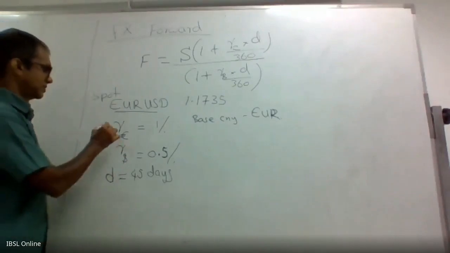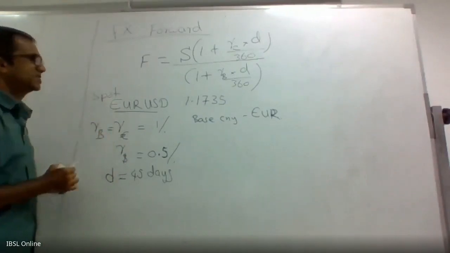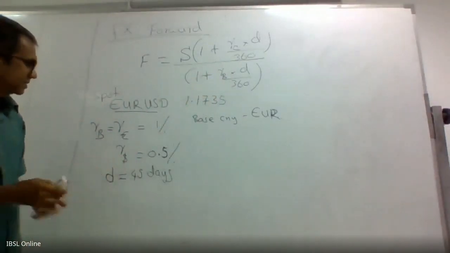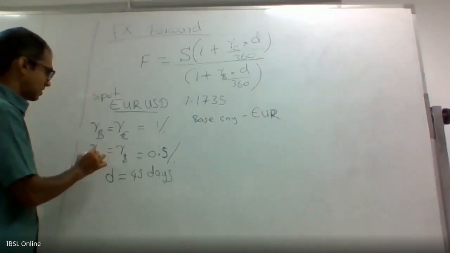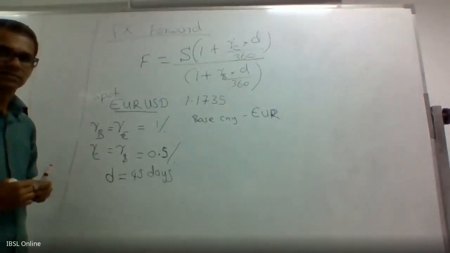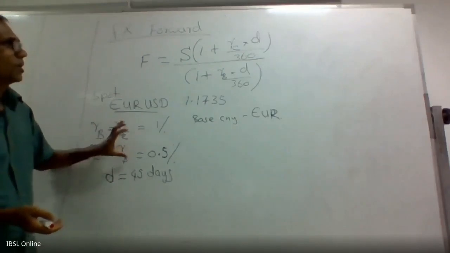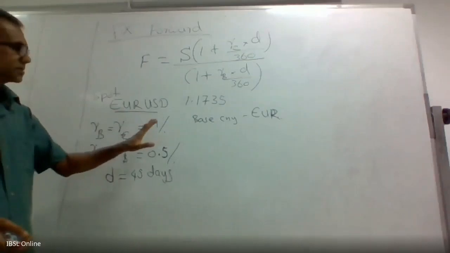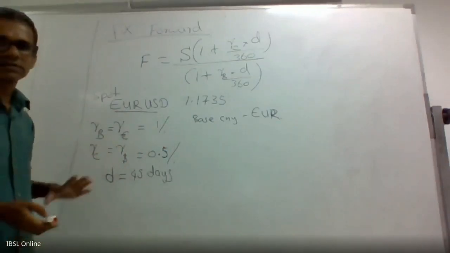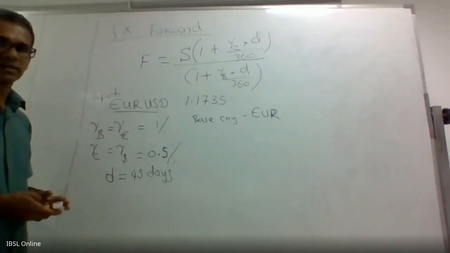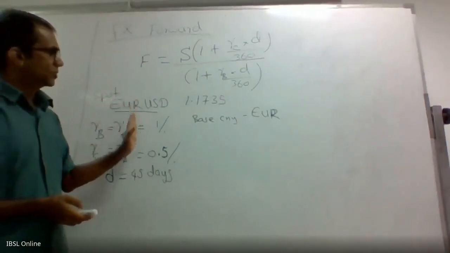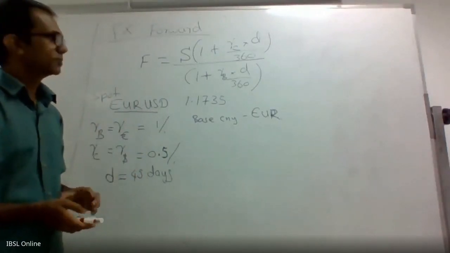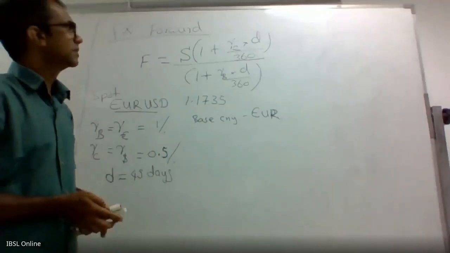Then you know this is the RB in this equation. This is RC in this equation. Otherwise, you don't know how to substitute. It won't tell you that the interest rate of the base currency is 1%, interest rate of counter currency is 0.5%. It will tell you dollar interest rate is 0.5%, euro interest rate is 1%. You should be able to identify what is the base currency, what is the counter currency.